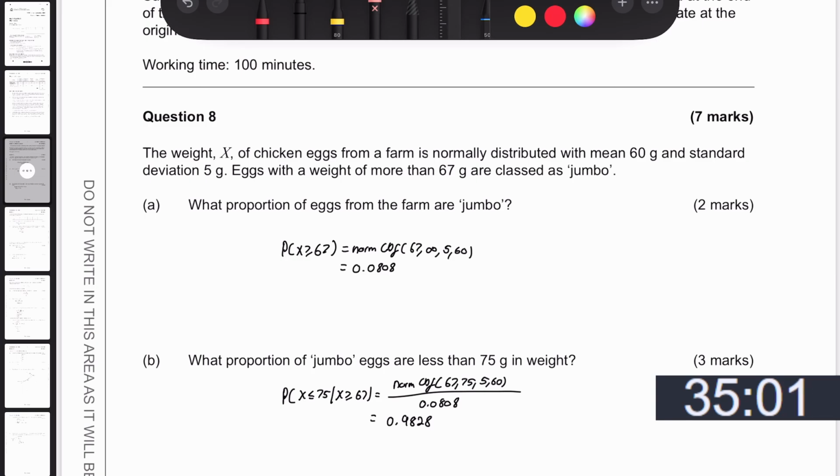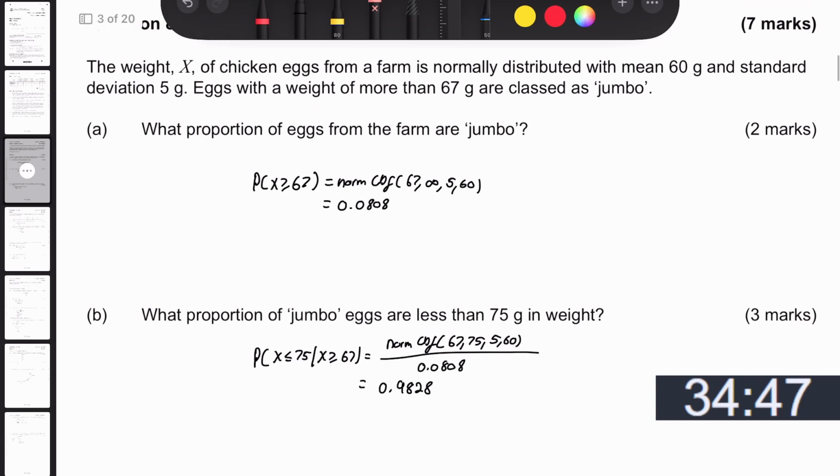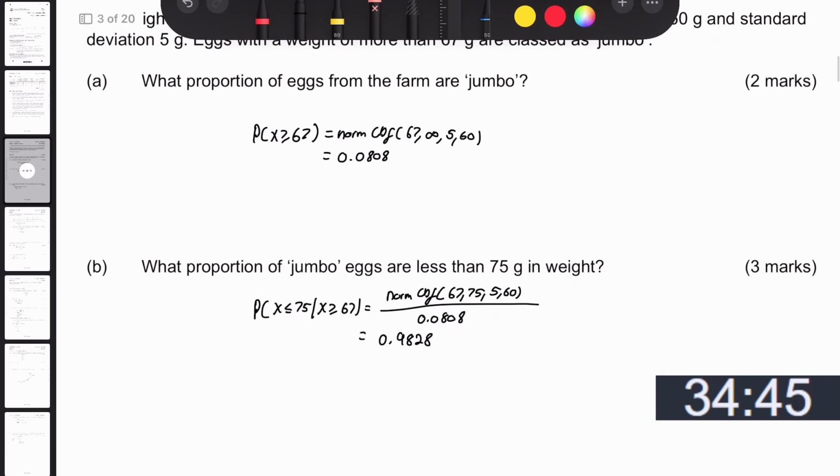Normally distributed with a mean of 60 and a standard deviation of 5. Eggs with a weight of more than 67 are classified as jumbo. So normal CDF from 67 to infinity is 0.08. Normal CDF of 67, 75 of 5 of 60.